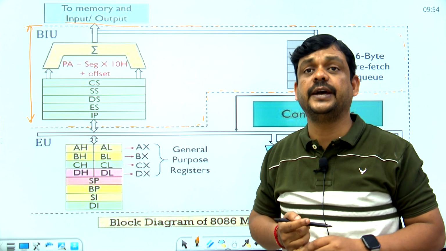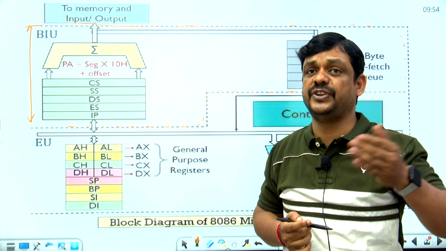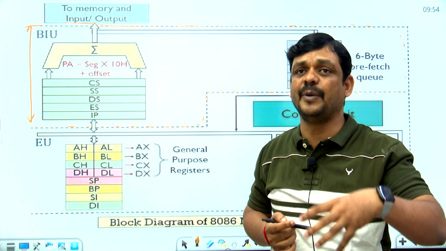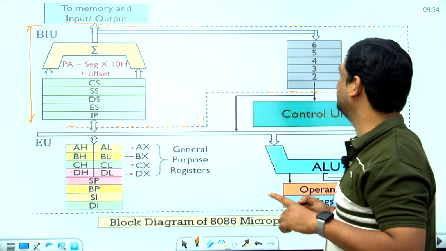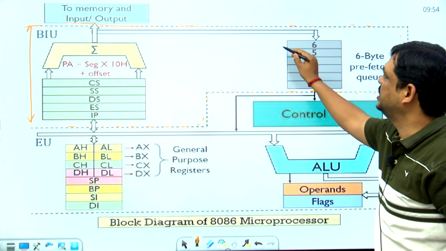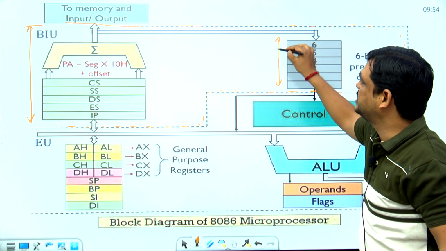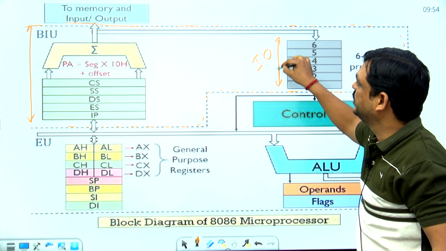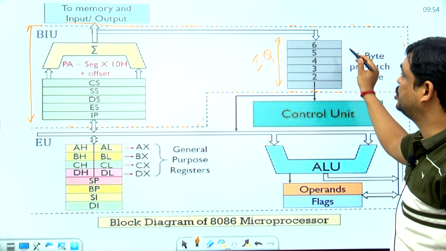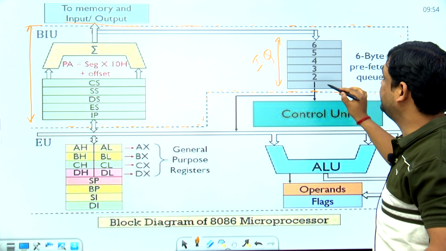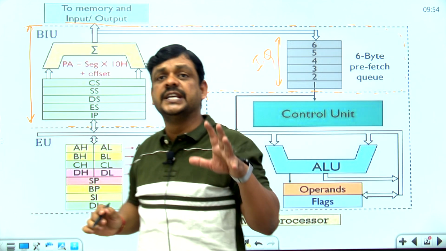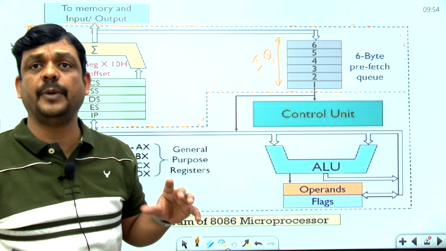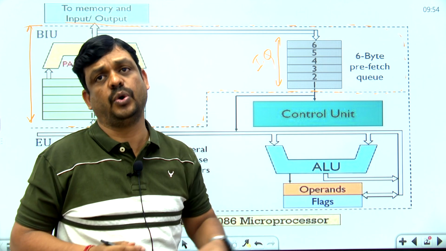And just now I explained that the bus interface unit's operation is fetching instructions. That means it reads the opcode. Those opcodes are stored in one place. That place is called the instruction queue. So this acts as an instruction queue. What is the instruction queue capacity? 6 bytes. At a time, it stores 6 bytes of opcode. Opcode is nothing but operational code, right?